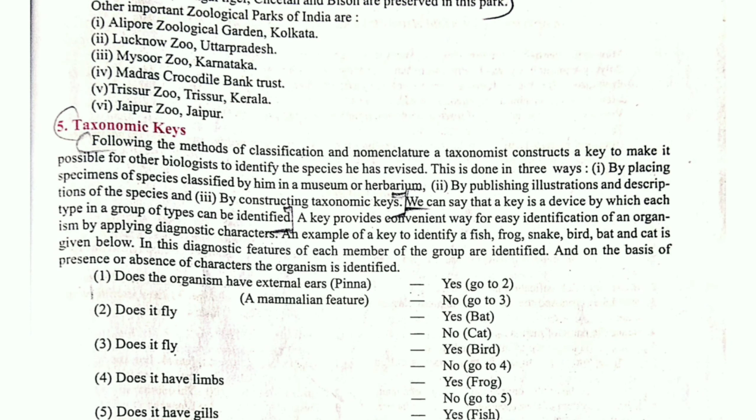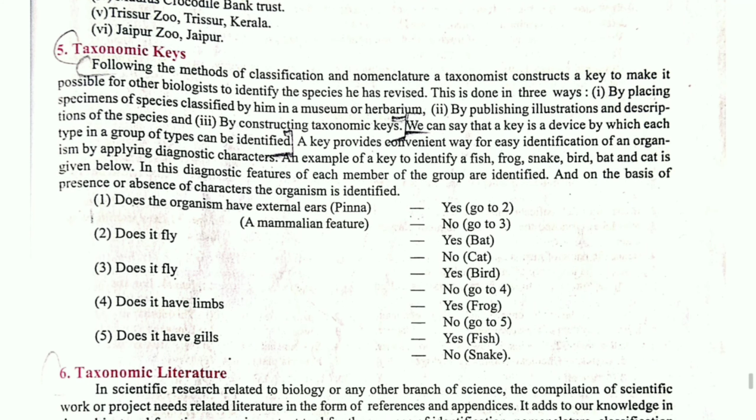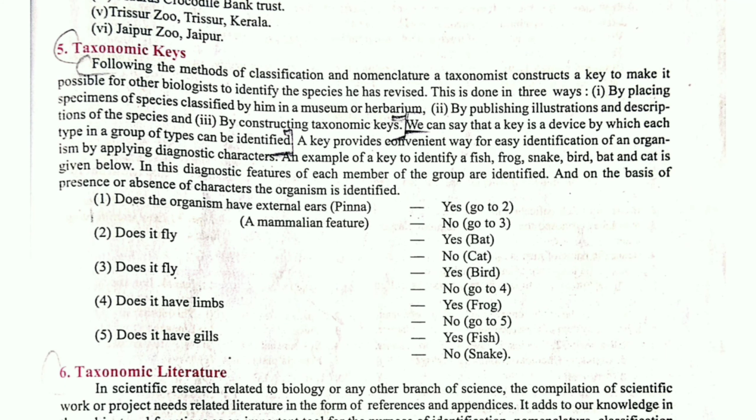Taxonomy key. What is a taxonomy key? Here, by placing the specimen of species classified by him in a museum or herbaria. See children, in this case, taxonomy key, suppose 5-6 animals are there, what all the similarities will be there, that we will see. Then we will see what all the dissimilarities will be there. If more similarities are there, then it will be kept in that particular family. If this similarity is there, then we will find certain other animals with which it shows more similarities. So that is your taxonomy key.